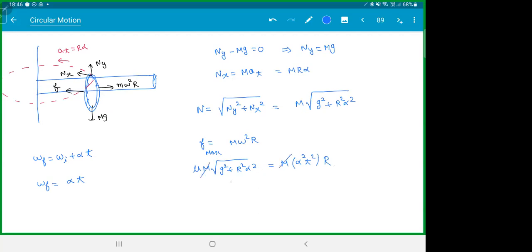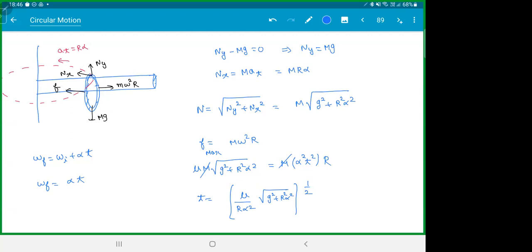M will cancel, shift everything that side. You end up with t is equal to mu by r alpha square, root over g square plus r square alpha square, whole power r. There, that is the time when it slips.